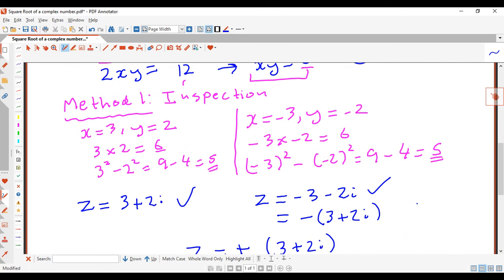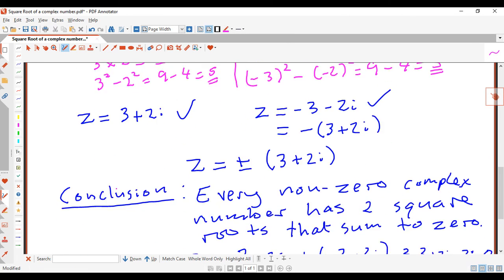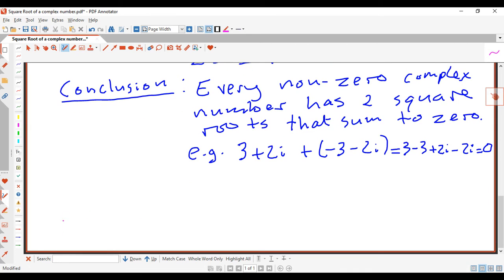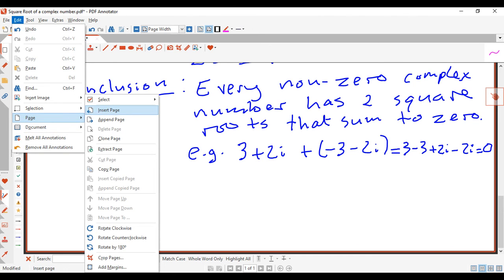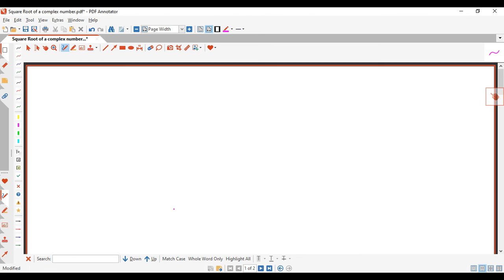That's the method by inspection. Let's have a look at method 2, which involves simultaneous equations. Now, method 2 is important because with method 2, you may not be able to do it by inspection, so you need a backup method using algebra. Let me just add a page here. Okay, so edit, page, insert page, will do.